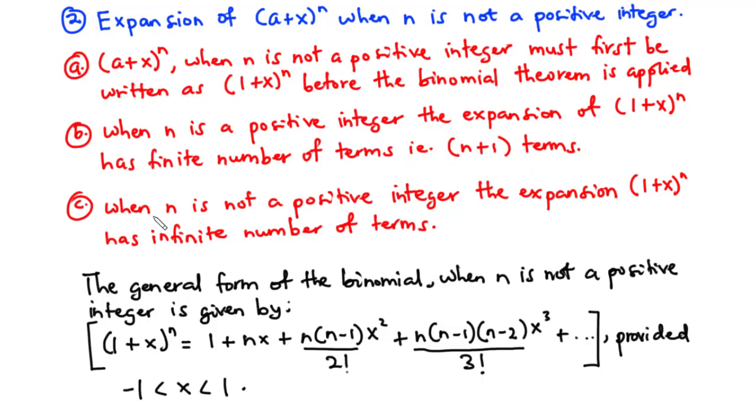C. When n is not a positive integer, the expansion of (1 + x)^n has an infinite number of terms. That is, the expansion does not terminate.